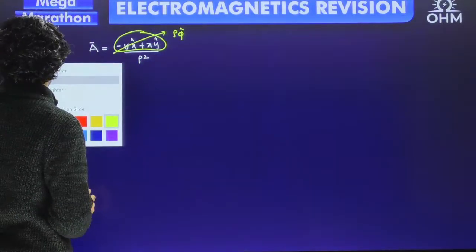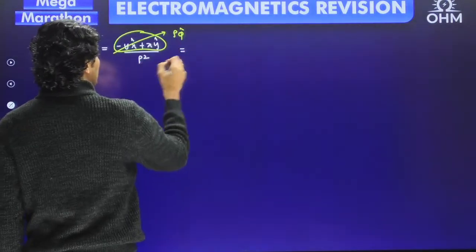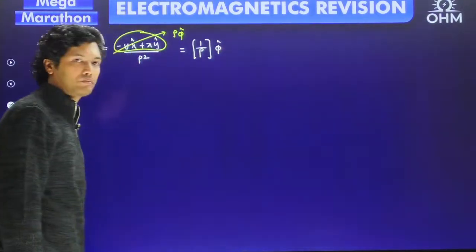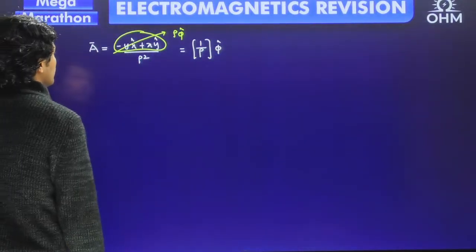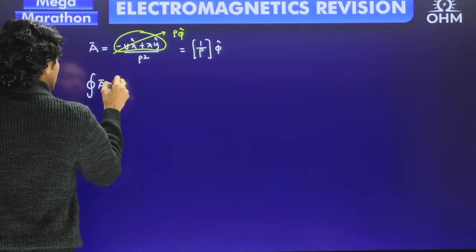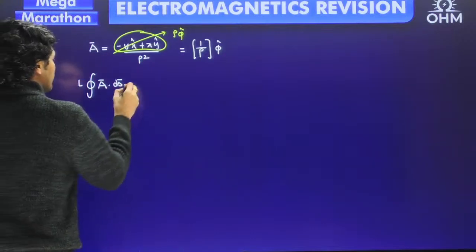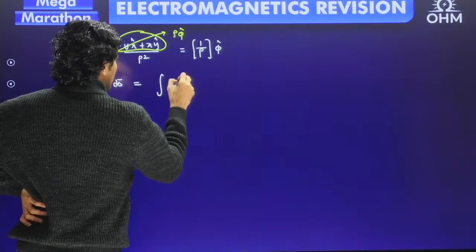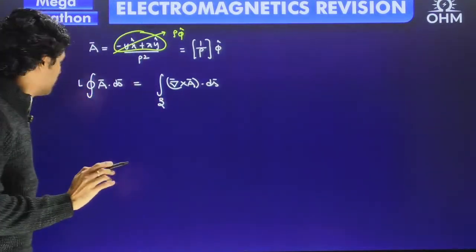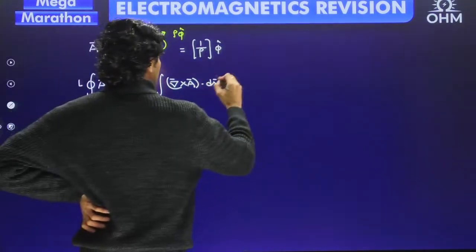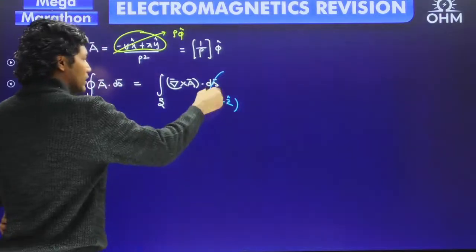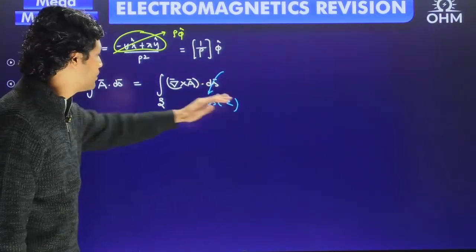So now I have rho phi cap divided by rho square, which becomes how much? 1 by rho times phi cap. So this is what I have got, 1 by rho times phi cap. Now I have to calculate A bar dot dl bar along a closed path L, which also becomes equal to del cross A dot dS bar over the surface. But already we have the expression of dS bar: dS times minus z cap. I don't know what dS is basically, we can take the component in, but the direction is nothing but minus z cap.